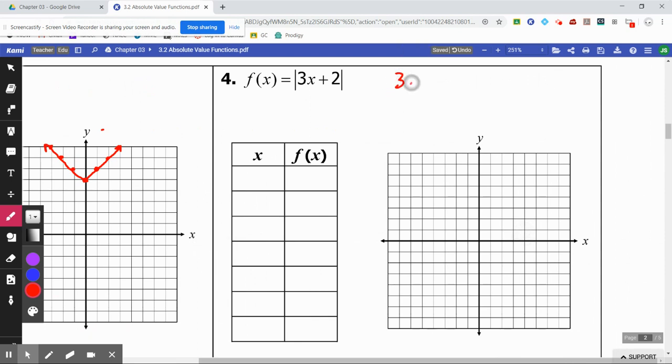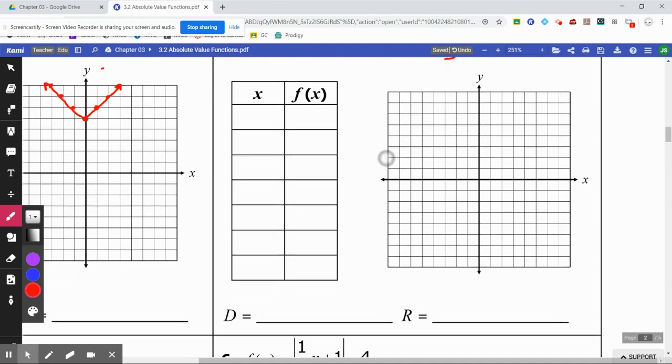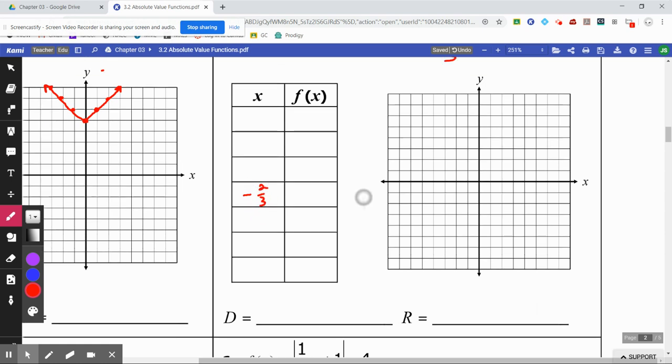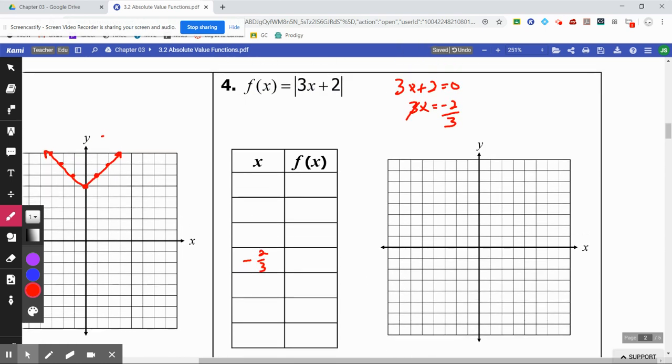The stuff on the inside, 3x plus 2, let's set it equal to 0. Subtract 2. Divide by 3, and you get x is -2/3. Now this is going to be a little bit uglier. So -2/3. When I plug that in, 3 times -2/3 gives me -2. -2 plus 2 is 0. When I plug it in, I get 0. Now that's going to be -2/3, 0, which is somewhere right in there.